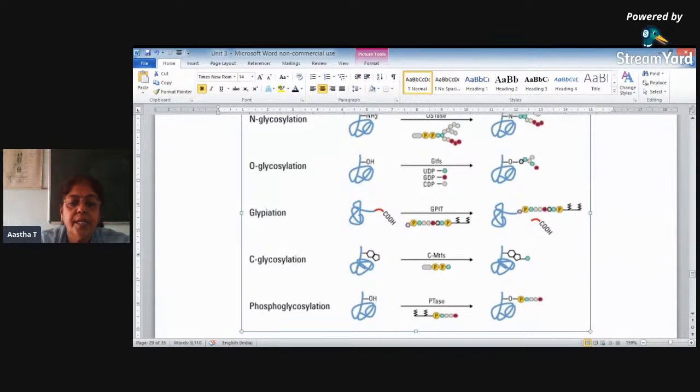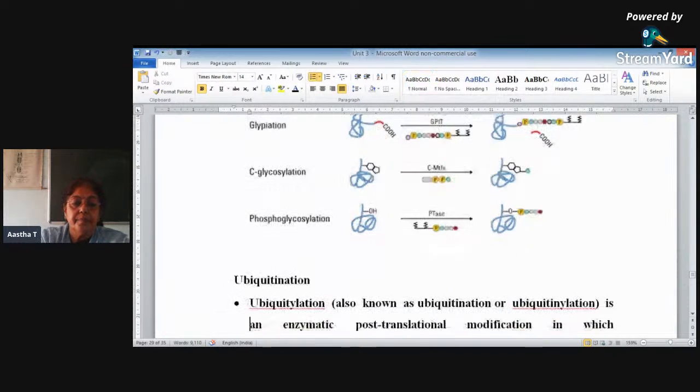C glycosylation at the C terminal, glycosyl group may be attached, or phosphoglycosylation, along with the sugar moiety, the phosphate group may be attached. So these are the various types of proteins with amino terminal, hydroxy terminal, or carboxy terminal glycosylation, then phosphate group is attached. So various types of glycosylations may be involved.